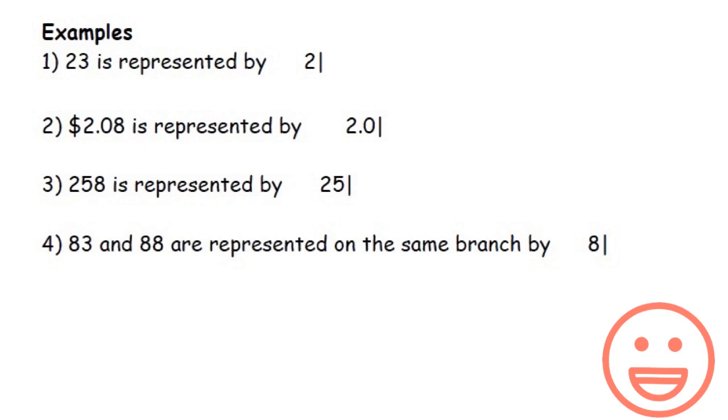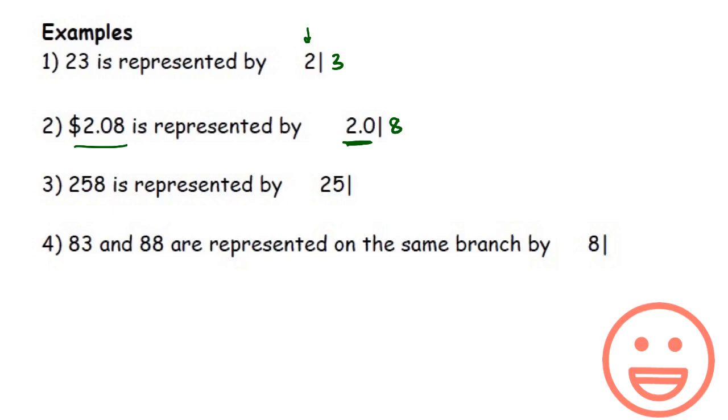A few other examples that we have right here. 23 is represented by 2. Now this is in the stem spot, so the leaf that goes after it is 3. You can even represent dollar amounts. $2.08, if you'll look right here, this is 2 point, and then we put the 8 right here. So this 2.0 would represent anything from $2.00 all the way through $2.09.